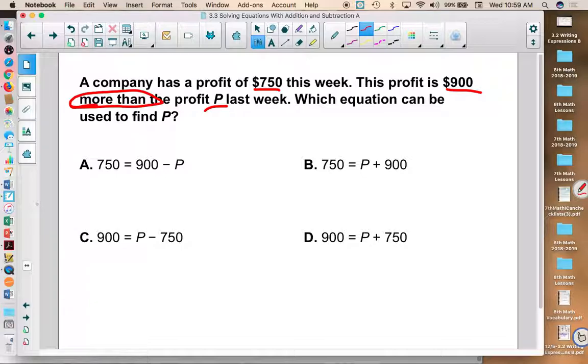Last week's was P. I could do it this way. P equals, let's see, 750 was this week, and it was 900 more than the profit of last week. So that'd have to be 900, wouldn't it? To find out what P was? Well, that's kind of ugly. I don't have anything written like that, right? But how can I manipulate it around to find one of those?